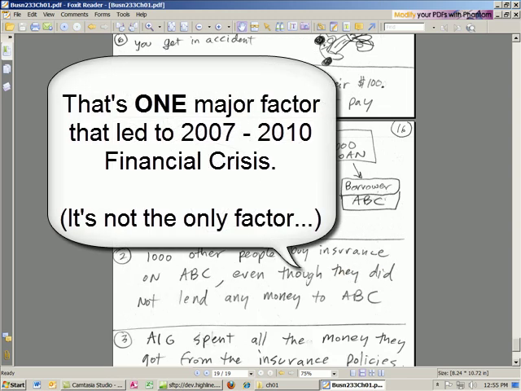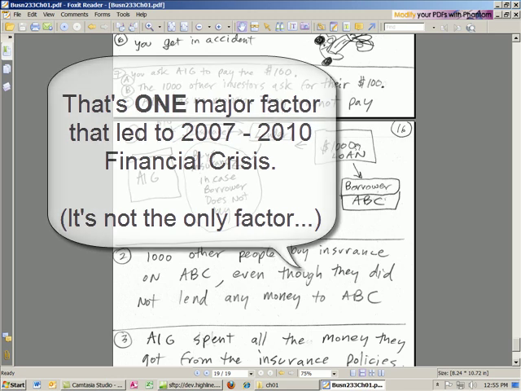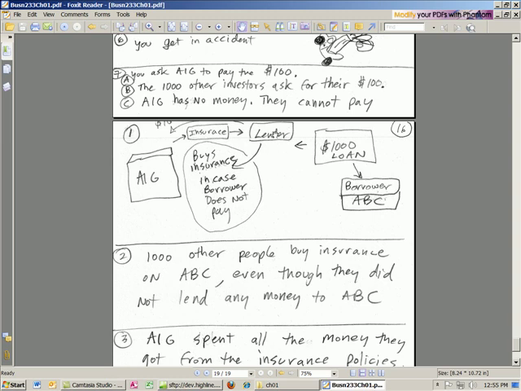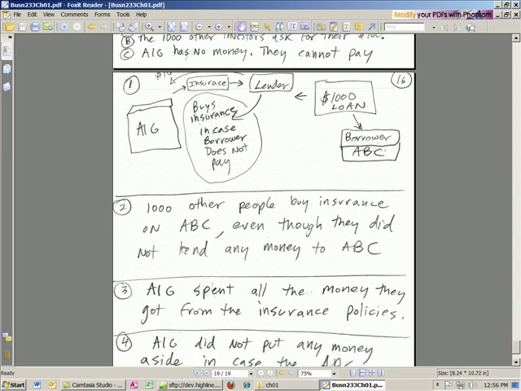What happened with AIG for the actual credit default swap wasn't car insurance. It was just a loan. Here's a loan to ABC. Here's the lender. The lender goes out and says, I'm going to buy insurance in case borrower ABC can't pay me back. So the lender buys insurance in case the borrower does not pay back. Now that's perfectly all right. And a lot of the corporate credit default swaps in the 90s worked kind of like that, right? It was just an insurance policy the lender took out. But now 1,000 other people buy insurance on ABC, just like in our earlier example, even though they did not lend the money to ABC.